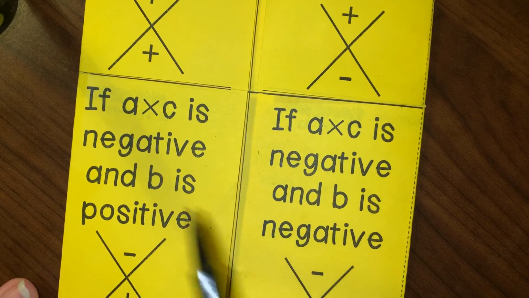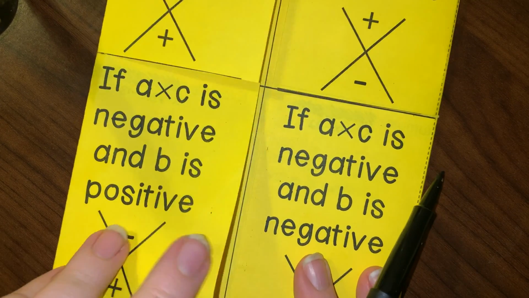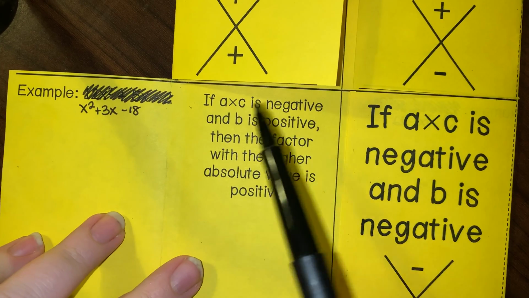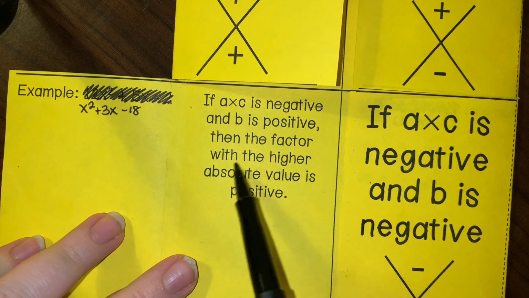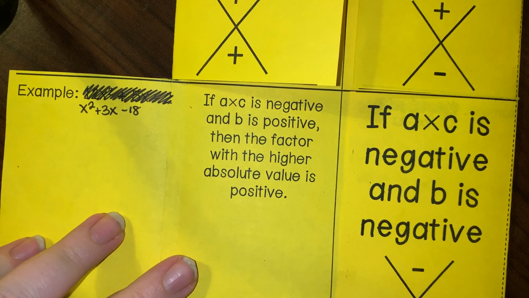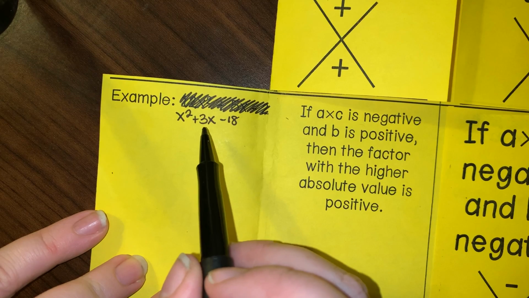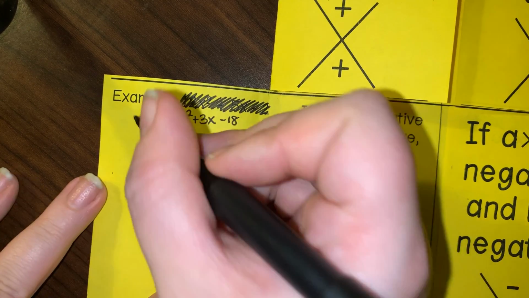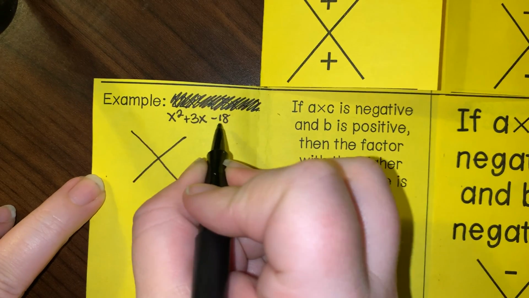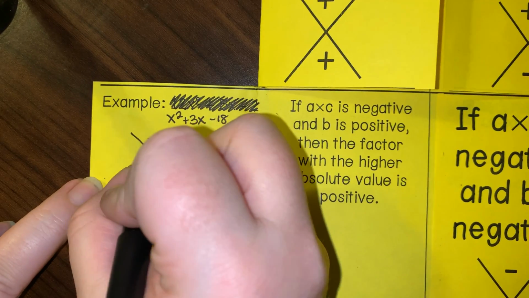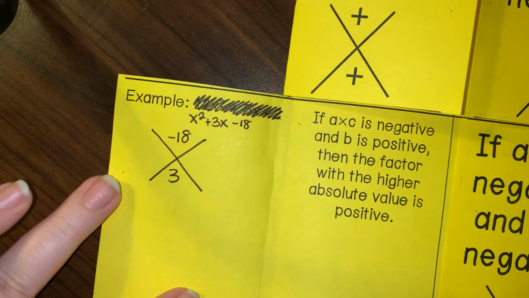Okay, so in this example, A times C is negative and B is positive. So if you ever have an example like this, again, A times C is negative but B is positive, then the factor with the higher absolute value is positive. So I'll show you what that means. x squared plus 3x minus 18, and I set up my X box. 1 times negative 18 is negative 18, and then my B value is 3.